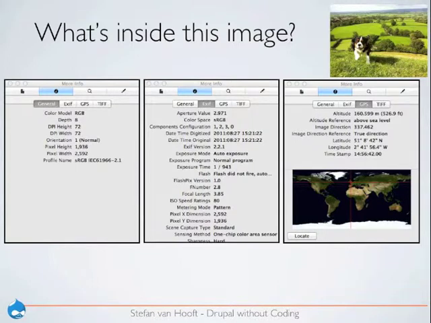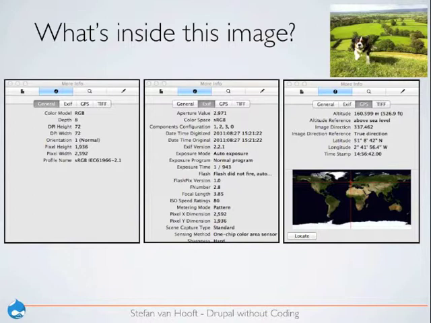I've done this on the Mac, so if you look at an image on the Mac, you can see all the information. The middle screenshot shows you all the EXIF information, things about when it was created, what camera you used.